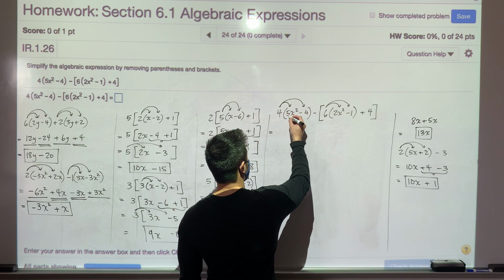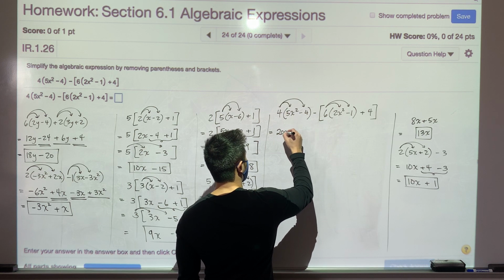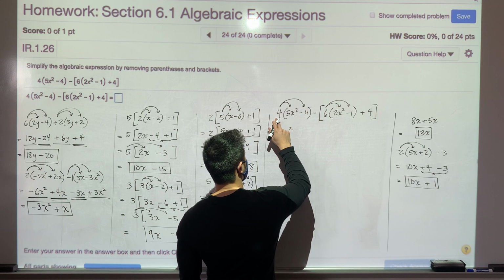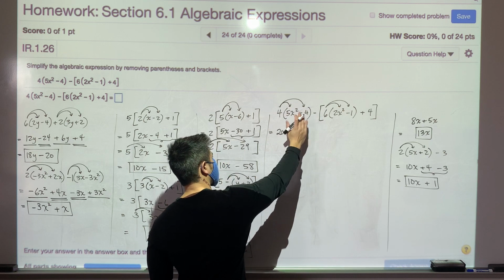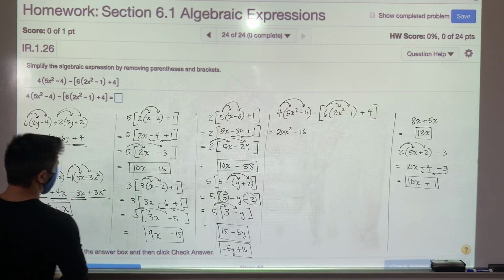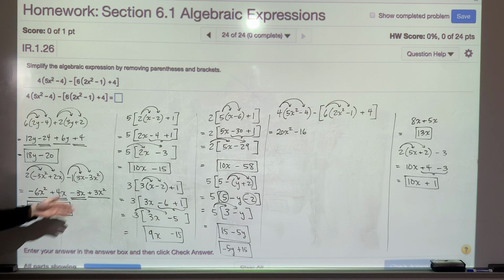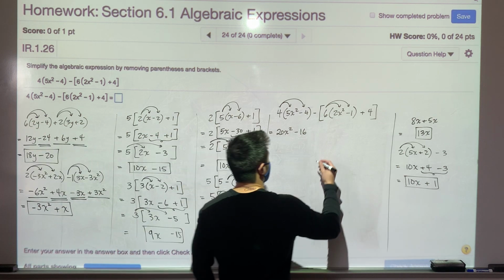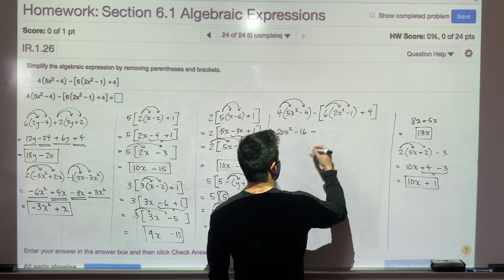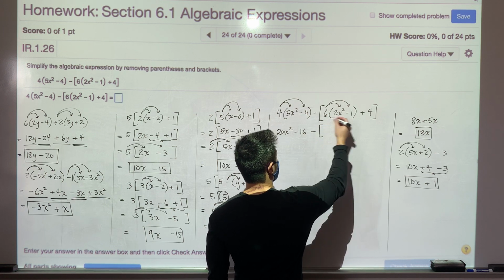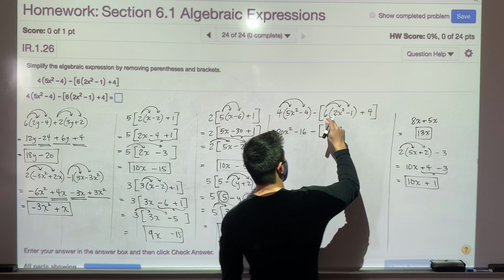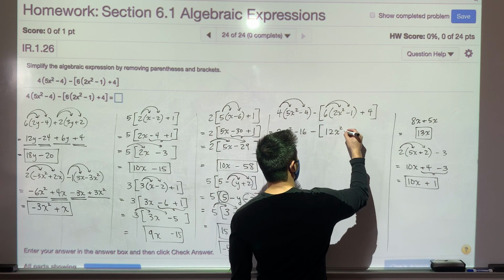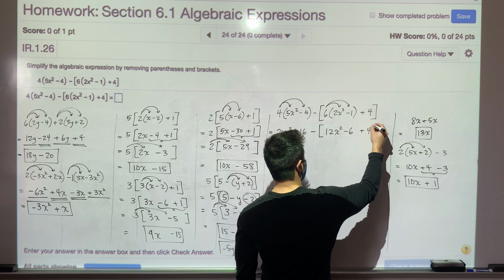Positive 4 times positive 5 is a positive 20x squared. Positive 4 times negative 4 is a negative 16. So I've just distributed and opened up those parentheses like I've done in these problems. Now, the next thing I'm going to do is leave this minus sign alone, and then I'm going to multiply. Positive 6 times positive 2 is a positive 12x squared. Then a positive 6 times a negative 1 is a negative 6 plus 4.